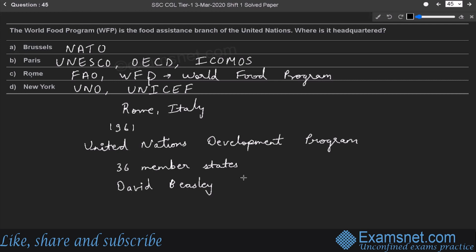In addition, there is also one deputy executive and 3 assistant executive directors. It mainly works in partnership with various governments, NGOs, and private entities. So for this question, the correct option will be option C, which is Rome. I hope you are clear with this question.